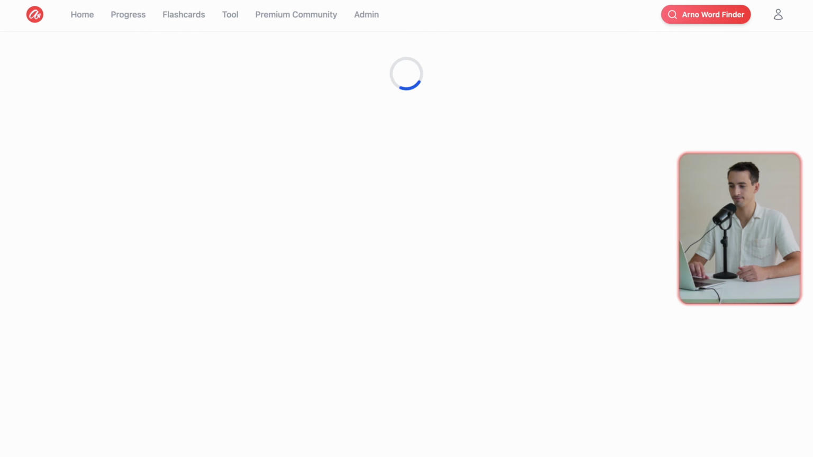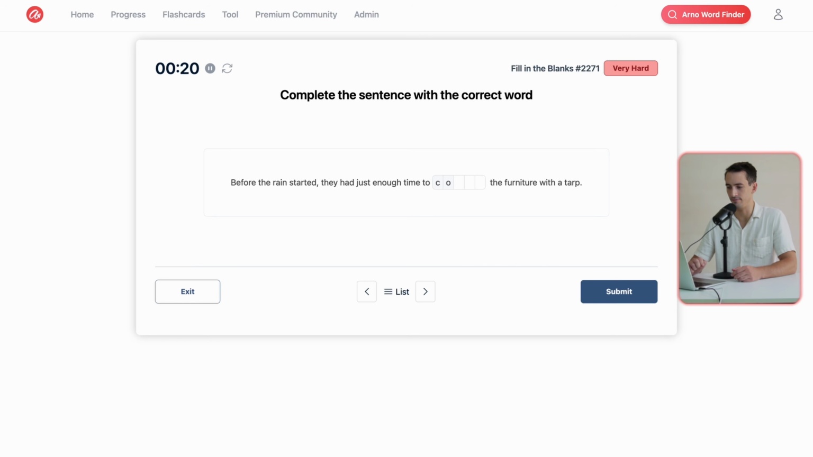All right, next one. Before the rain started, they had just enough time to CO blank blank blank the furniture with a tarp.